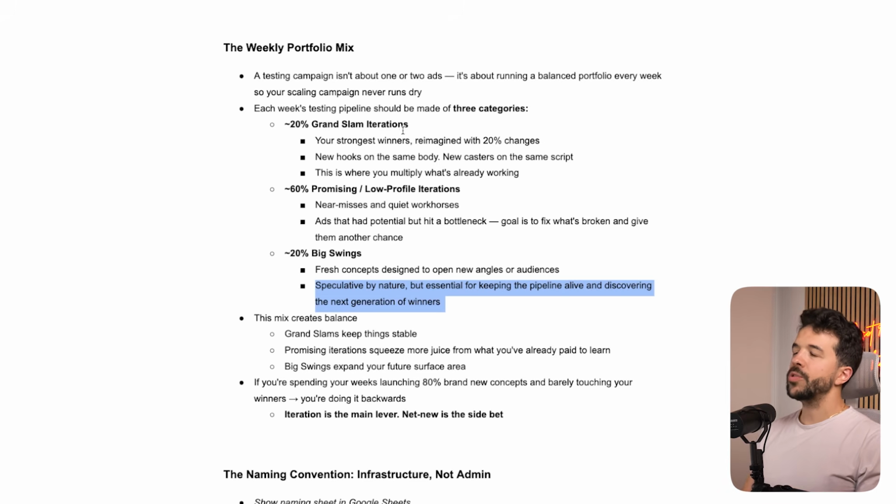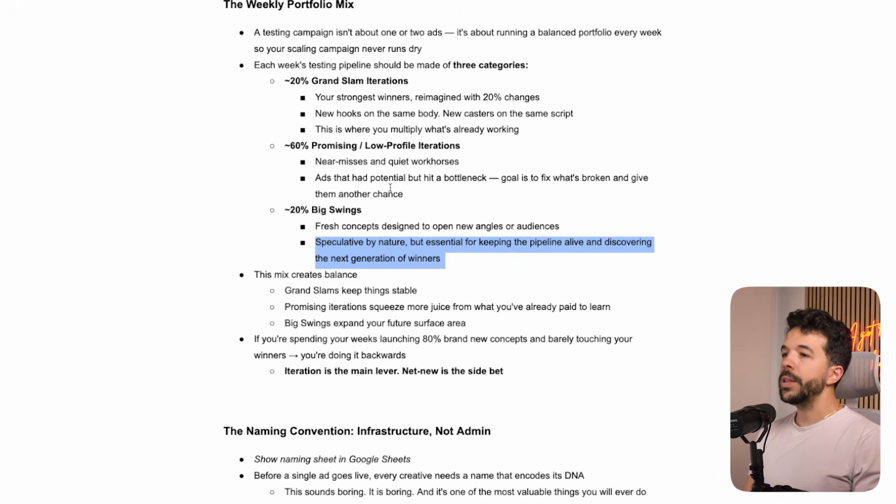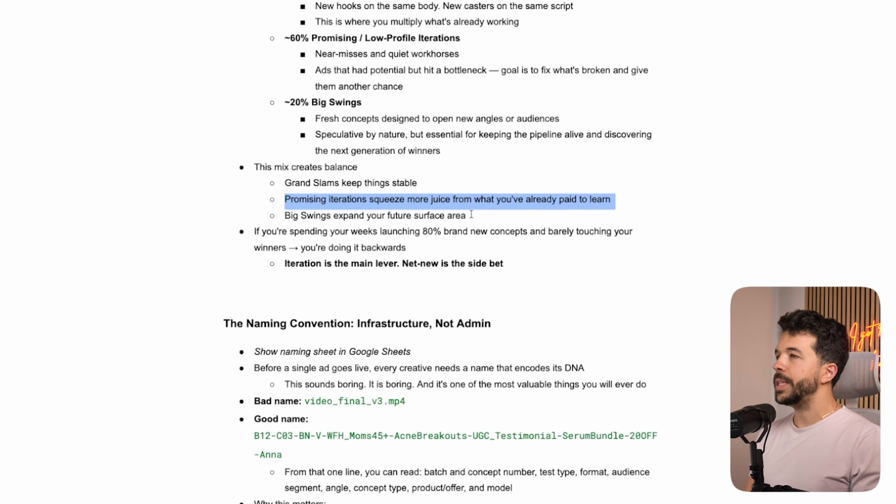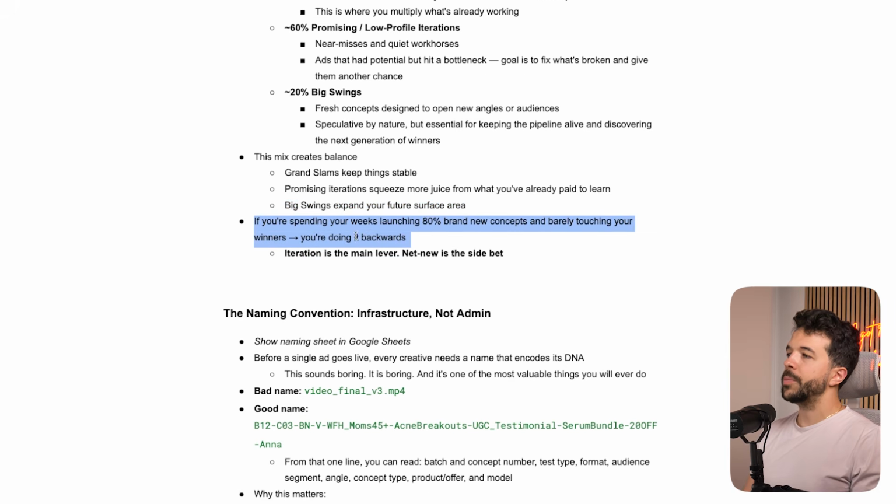I would highly recommend you start working on your own weekly portfolio mix, because it's something that really allowed us to scale much faster. And this mix creates balance because the Grand Slams keep things stable. The promising iterations squeeze more juice from what you already paid to learn. And the big swings expand your future surface area. If you're spending your weeks launching 80% brand new concepts and barely touching your winners, you're doing it backwards. Iterations is the main lever. Net new is the side bet.